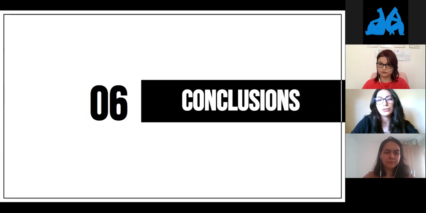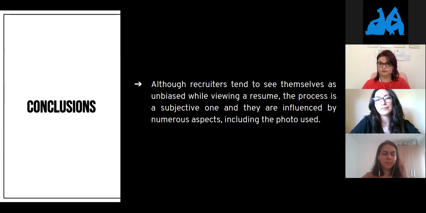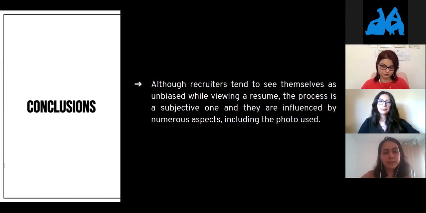And now moving on to conclusions, Iulia? Okay, so we are reaching the final part of our presentation, and we want to emphasize the idea that although recruiters tend to see themselves as unbiased while viewing a resume, the process is usually a subjective one, and they are influenced by numerous aspects, including the photo that you use.